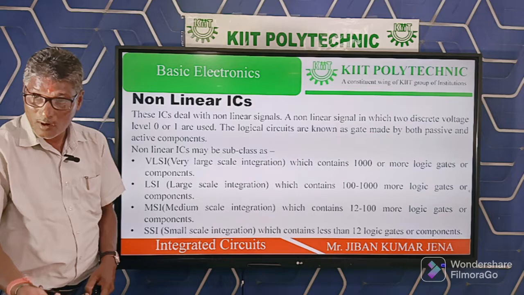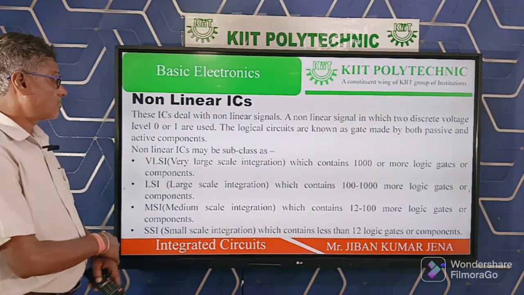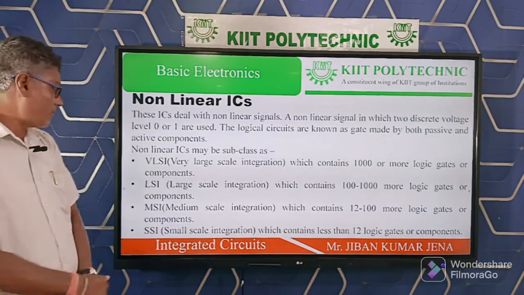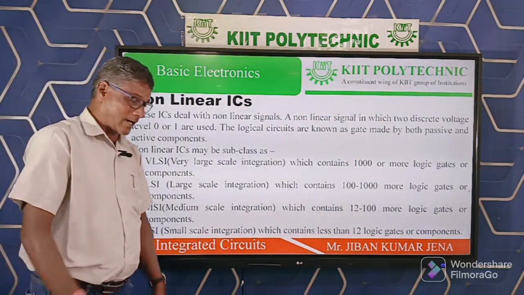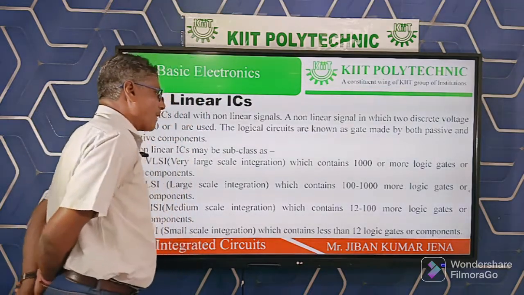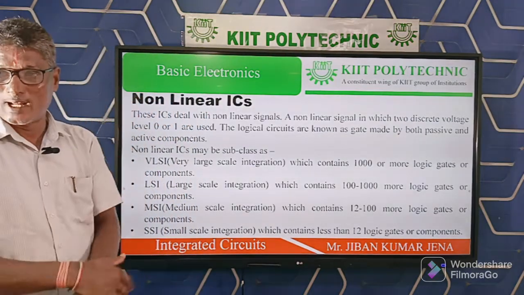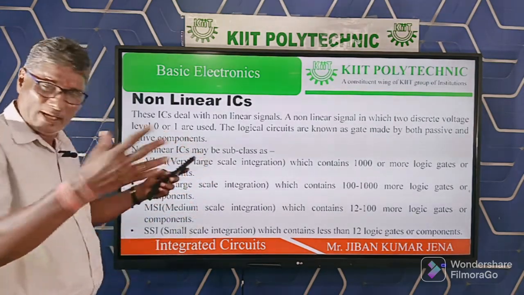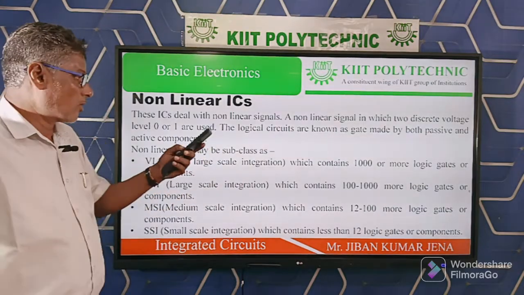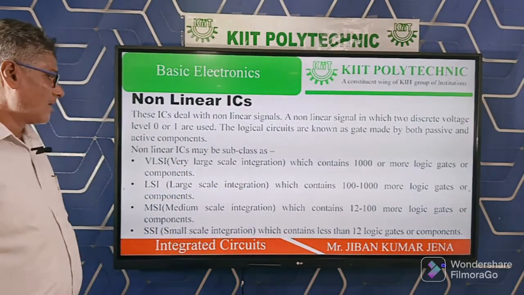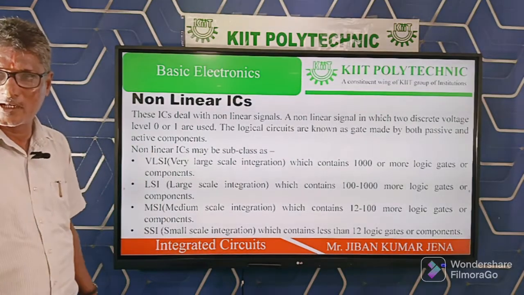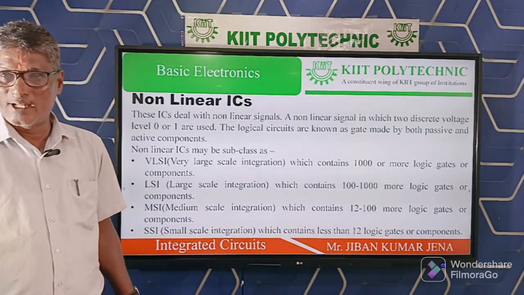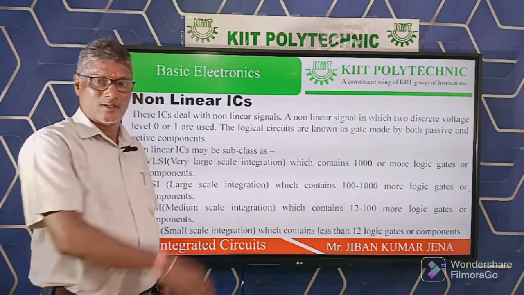Low means 0, high means 1 are used. The logical circuits are known as gates, made by both passive and active components. So in the case of a non-linear IC, you will find two discrete voltage levels, that is low voltage and high voltage, that means 0 or 1. And by using these two levels, you will build a special type of circuit, that is the logic circuit or logical circuit, that is gate, which can be made by using passive and active components.